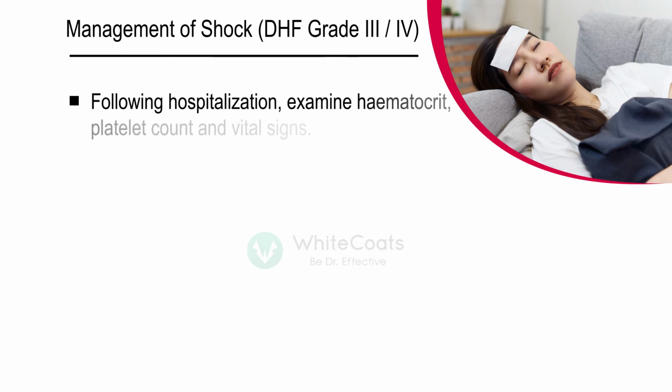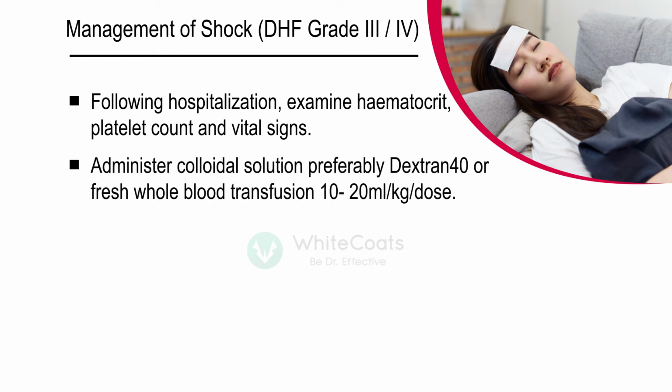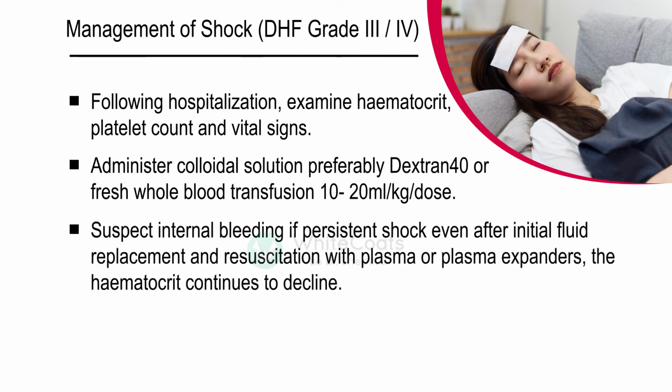Immediately after hospitalization, the hematocrit, platelet count and vital signs should be examined to assess the patient's condition, and intravenous fluid therapy should be started. If the patient has already received about 1000 milliliters of intravenous fluid, it should be changed to colloidal solution, preferably dextran 40, or if hematocrit further increases, fresh whole blood transfusion 10 to 20 milliliter per kilogram per dose should be given. In case of persistent shock even after initial fluid replacement and resuscitation with plasma or plasma expanders, if the hematocrit continues to decline, internal bleeding should be suspected. Oxygen should be given to all patients in shock.